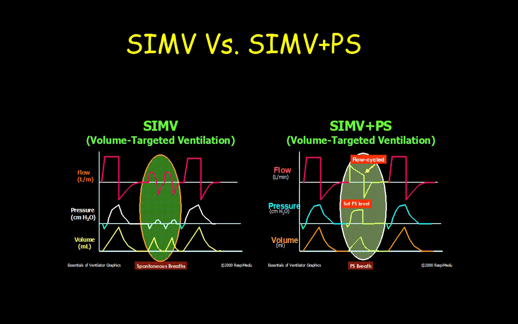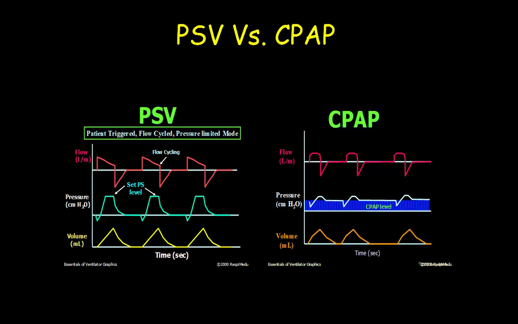So pure SIMV will have some mandatory breaths and a few spontaneous breaths. If it is SIMV with pressure support, then you will have a few flow cycle breaths in the middle. Pressure support versus CPAP: CPAP is a totally spontaneous breath. It may have different volumes based upon how much the patient is willing to take.